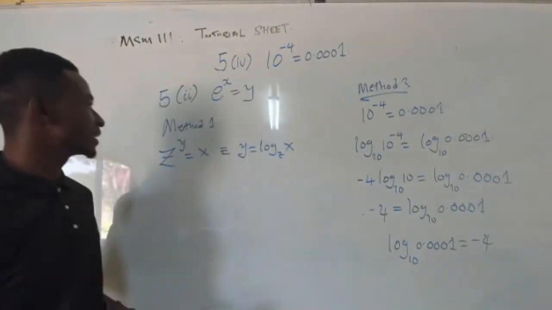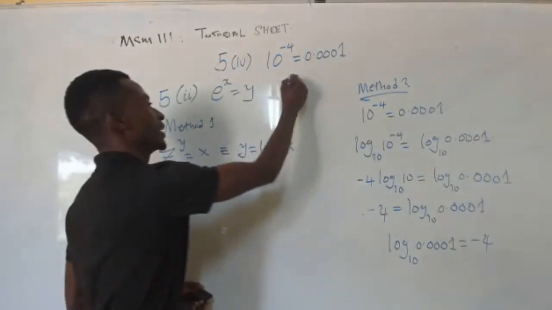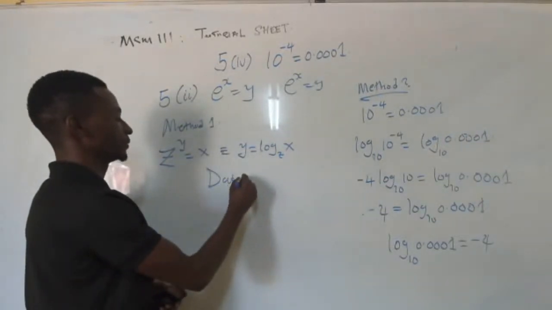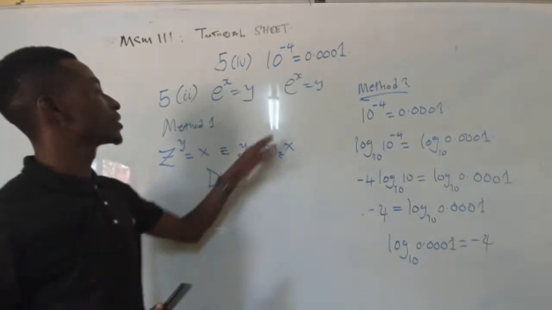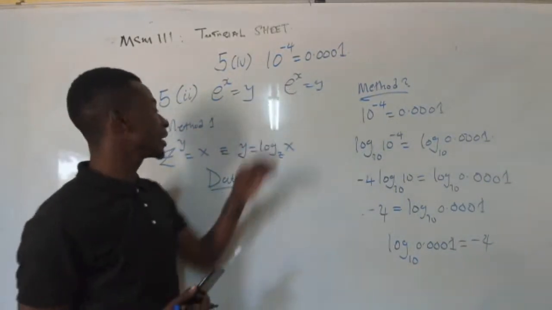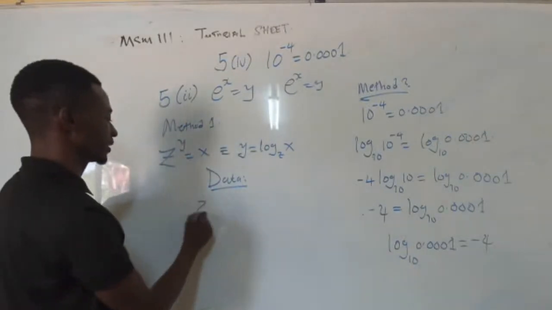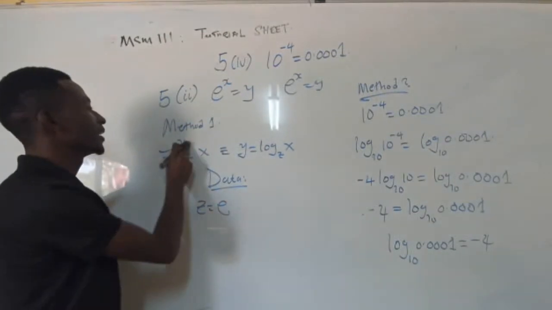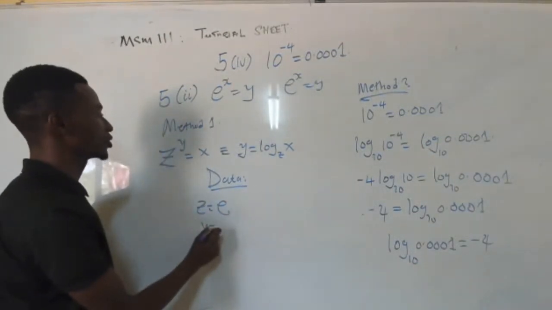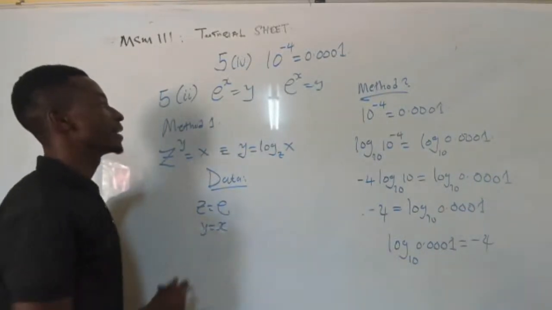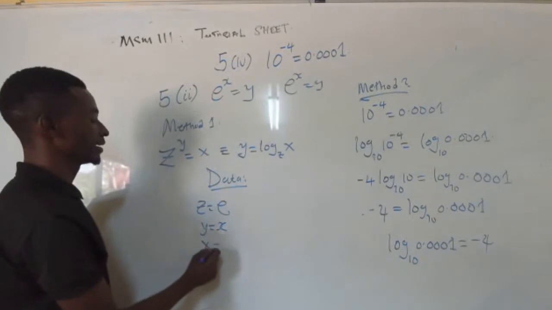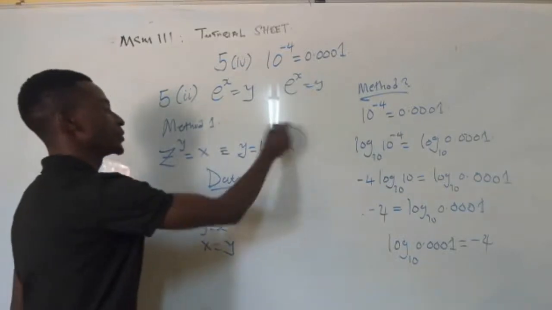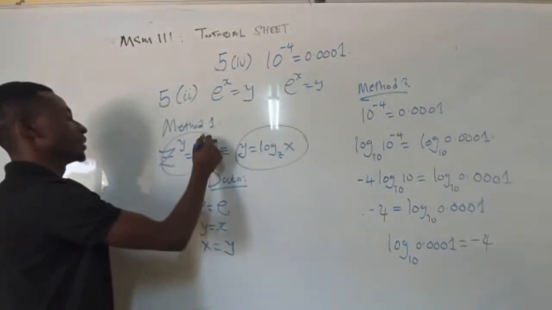So now let's collect data. The question is e to the power x equal to y. According to that question, our z is equal to e. Our y is equal to x, and our x there is equal to y. So we're using this one because we're changing this one into that.